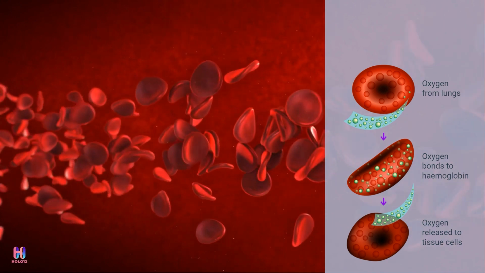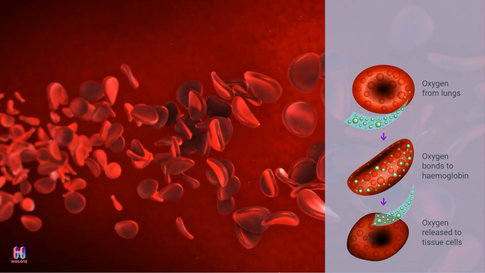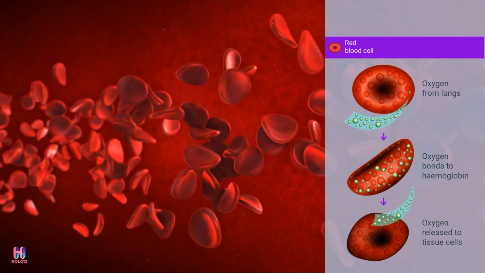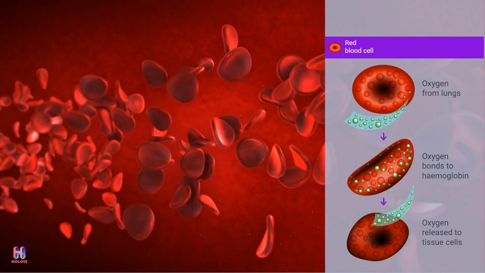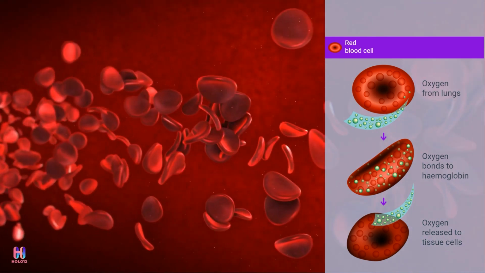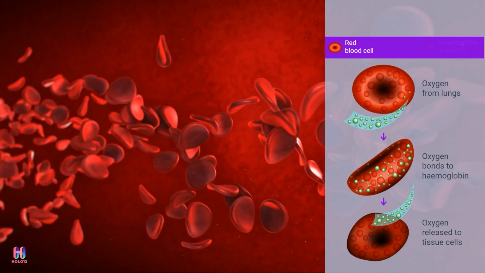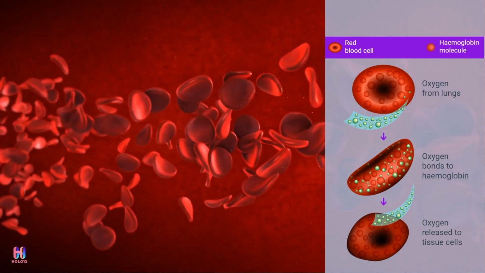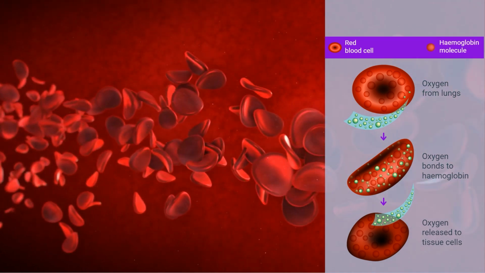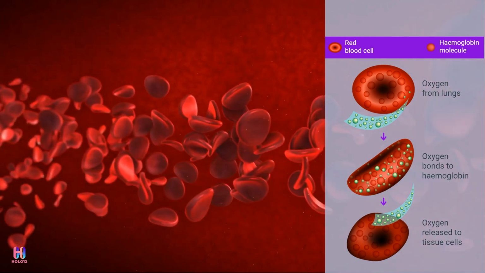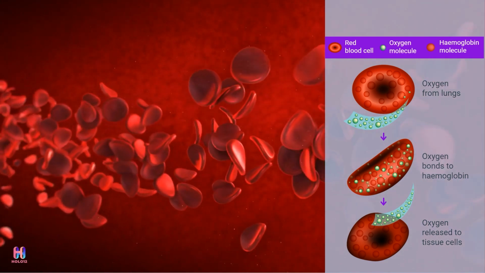They do have cell organelles, however, so they are not prokaryotic. Red blood cells are small and flexible, so they can fit in narrow blood vessels. They also contain a pigment called hemoglobin. This pigment is what gives them a red color. The function of hemoglobin is to bind with oxygen so that it can be transported around the body.